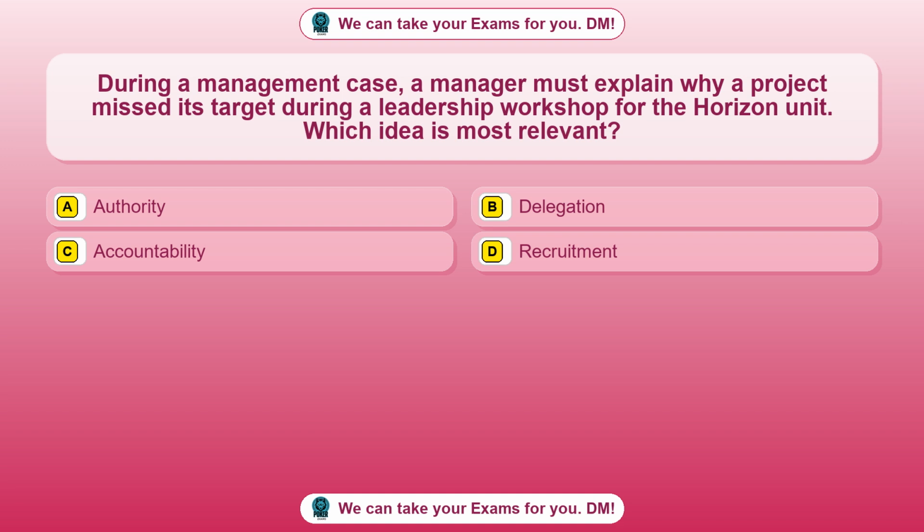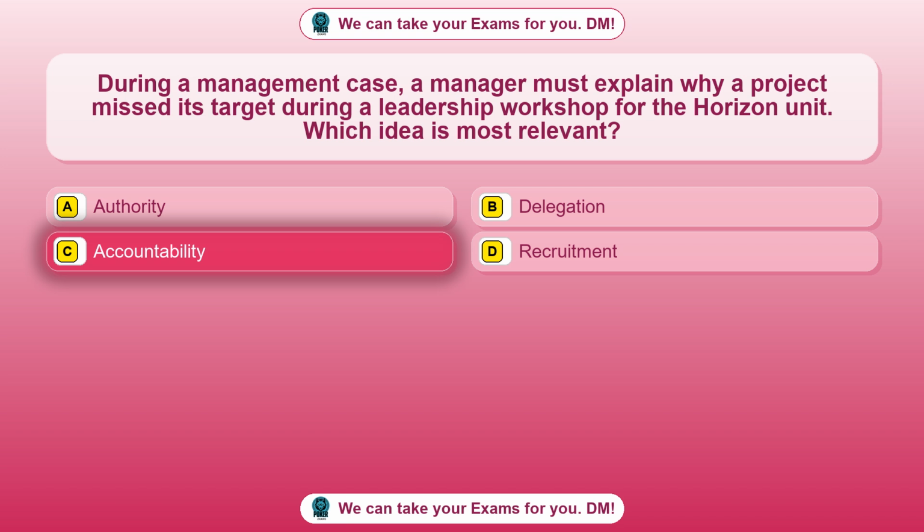Question 42. During a management case, a manager must explain why a project missed its target during a leadership workshop for the Horizon unit. Which idea is most relevant? Option A, authority. Option B, delegation. Option C, accountability. Option D, recruitment. The correct answer is option C, accountability.